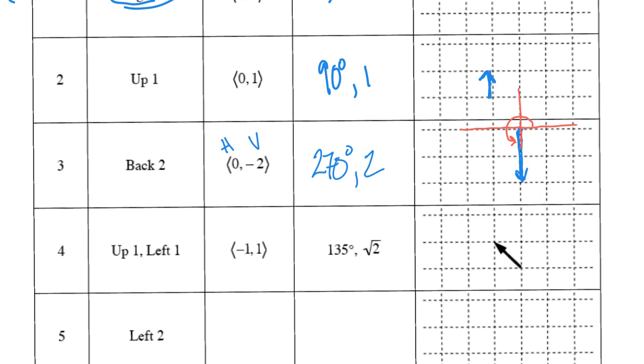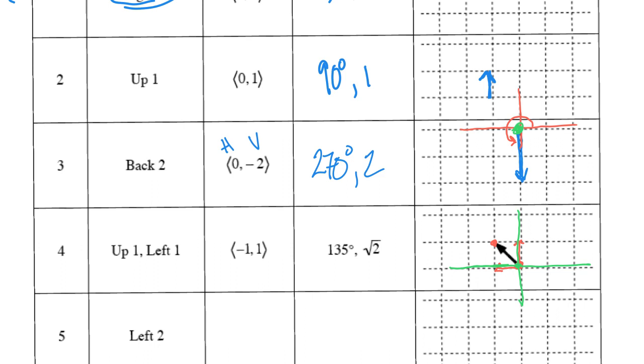Okay, the next one says we're going to go up 1 and left 1. So in my x direction, I went left. In my y direction, I went up. Okay, where did I land from where I started? That's what the vector tells us or represents. So I want to think about what is that angle that I would have rotated through. So if you're struggling with this, I would put your x and y axis where the butt of the angle is. That's at the origin. Okay, always.